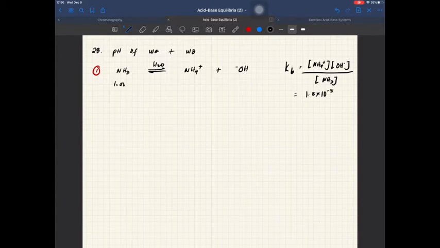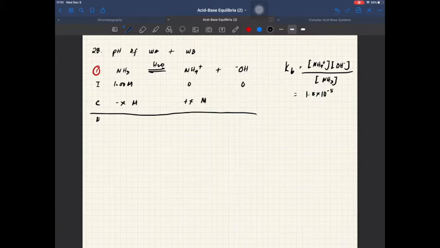Suppose we have 1 molar of ammonia here. In order to solve this, we can use the ICE table once again. Initially, we don't have ammonium and hydroxide ions. As the reaction goes on, some of the ammonia is dissociated, but we don't know how much, so let's just assign X molar. Some ammonium is produced and hydroxide is also produced, so we have plus X molar for ammonium and hydroxide. The equilibrium concentration is therefore 1 minus X molar for ammonia, and X molar and X molar for the products.